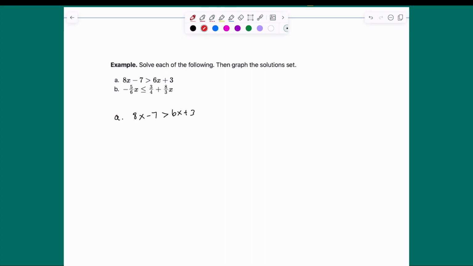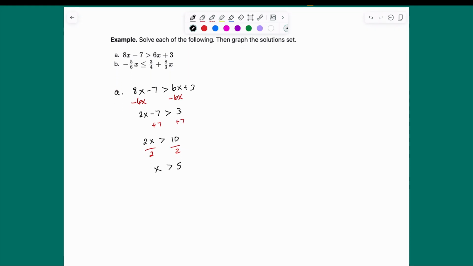I like to put the x's on the left-hand side, so I'm going to go ahead and subtract 6x on both sides. Okay, so this would give me 2x minus 7 greater than 3. And then I would add 7 on both sides to get 2x greater than 10. And then I would divide both sides by 2 to get x is greater than 5.